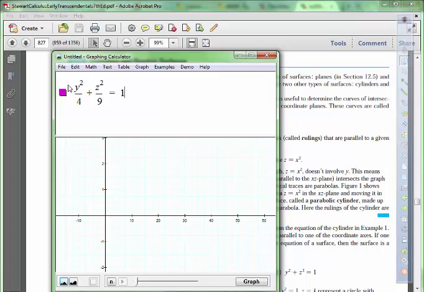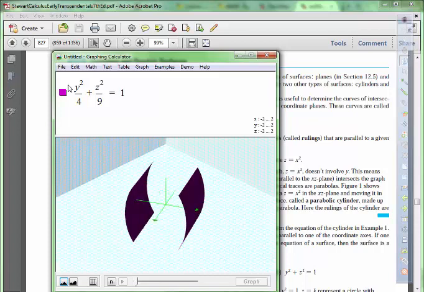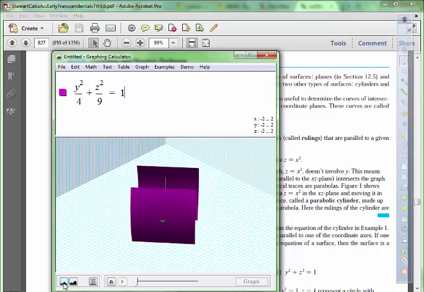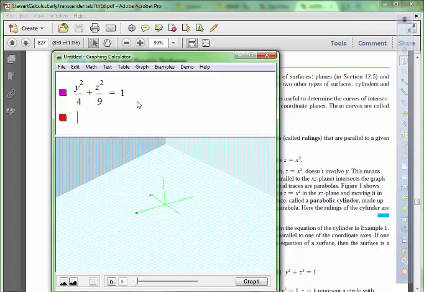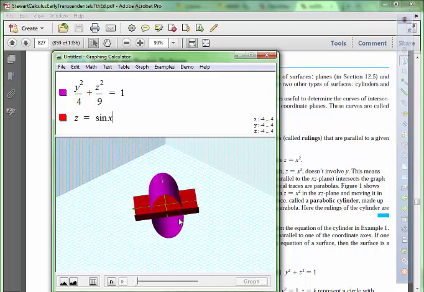But if I were to draw this in three dimensions and zoom out enough, I would get that ellipse, if I'm looking at it dead on from the x-axis, so the only axes that I see here are the y and z axes. But if I look at it from another point of view, then it's actually that cylinder that's being swept. That other one that we just did, z is equal to sine x. That's that wavy one.